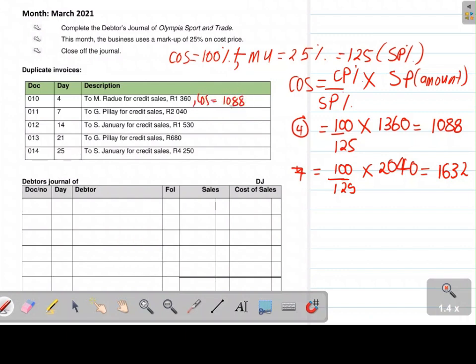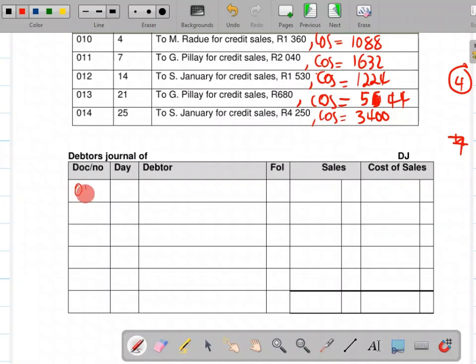Then for day 14, the cost of sales will be 1,224. For day 21, if we calculate the cost of sales using the same formula, we'll get a cost of sales of 544. Then for day 25, if we do the calculation, it is 3,400. So we are going to use this cost of sales when recording the transactions.